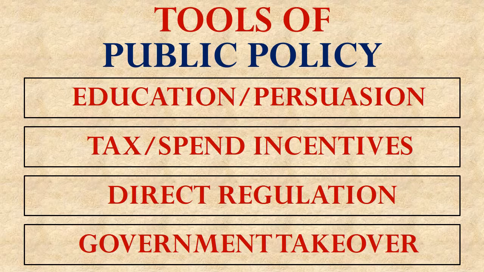So the government can encourage us to do certain things. They can provide us incentives to do those things. They can directly regulate, in other words, order us to do those things, or they can just simply take over the thing and do it themselves. Those are all potential tools that can be used for public policy.